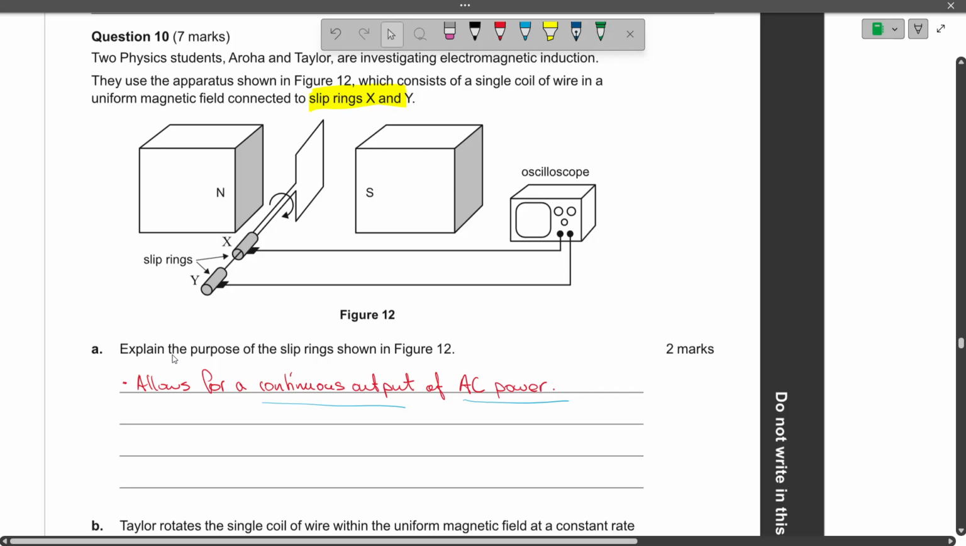Okay, don't go into it. Don't say, oh, slip rings are there so the wires don't get tangled up and all that kind of nonsense. Obviously, we don't want the wires to get tangled up. That's not the point. They want to say, what are the slip rings doing to the output of your oscilloscope? Right, it's going to produce a continuous alternating current output. So keep it simple. Don't go into crazy detail. Just leave it like that.